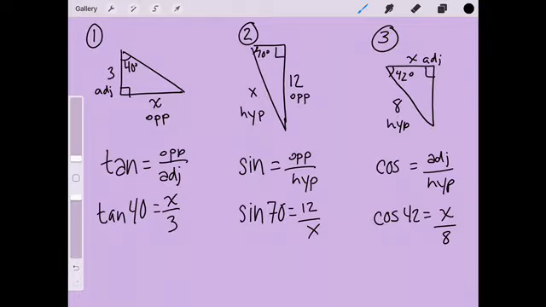So now that you finish this, go over to Classroom again and create your mnemonic device for SOHCAHTOA: sine of opposite over hypotenuse, cosine of adjacent over hypotenuse, tangent of opposite over adjacent. Something that's going to help that stick in your mind because it's something we're going to be using a lot.